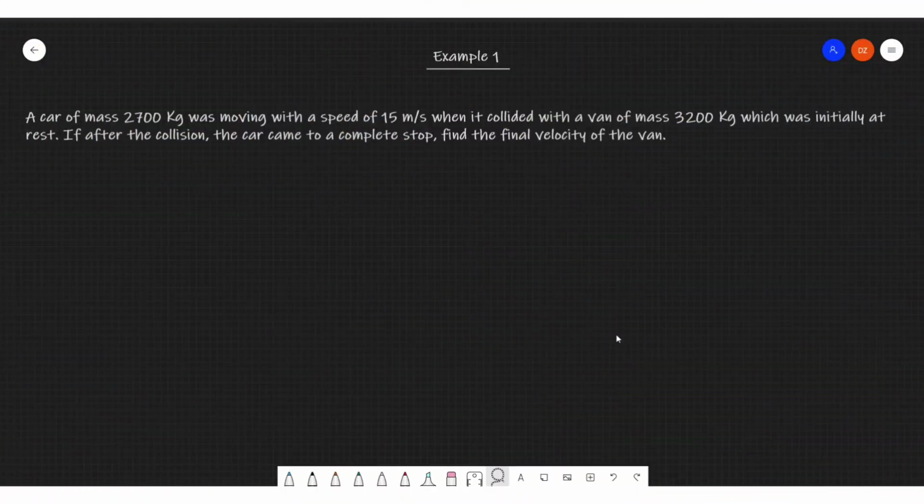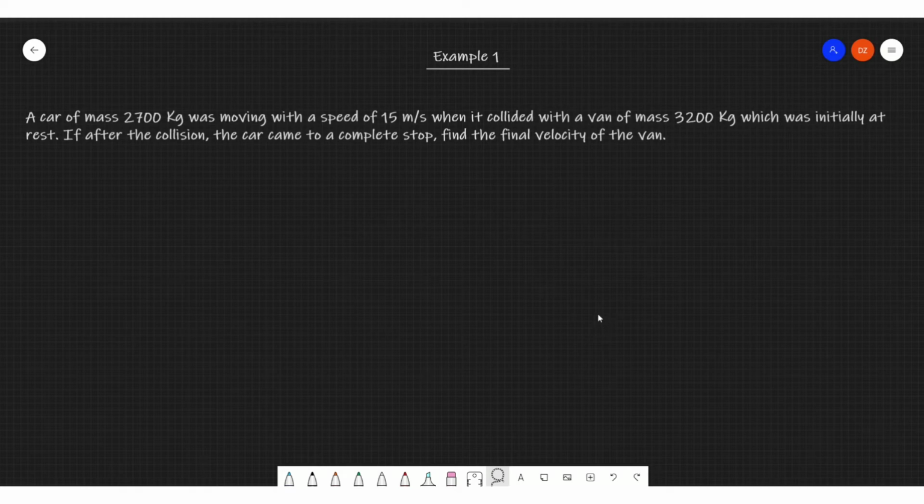Okay, so let's look at example number 1. In example number 1, we have a car of mass 2,700 kilograms moving with a speed of 15 meters per second when it collided with a van of mass 3,200 kilograms, which was initially at rest. If after the collision the car came to a complete stop, find the final velocity of the van.